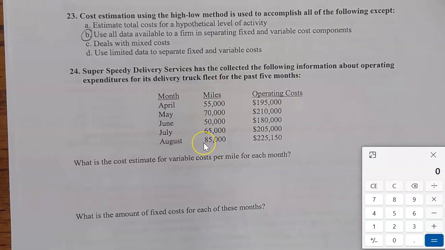activity level, and we're going to select the high point and the low point. Okay? And so we have to go through here and just analyze these, and we say, okay, 85,000 in the month of August is our high point, and then June is our low point.